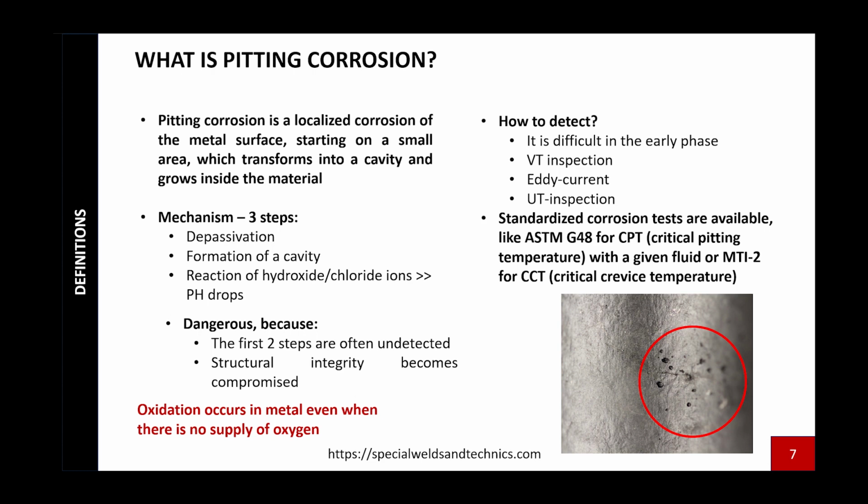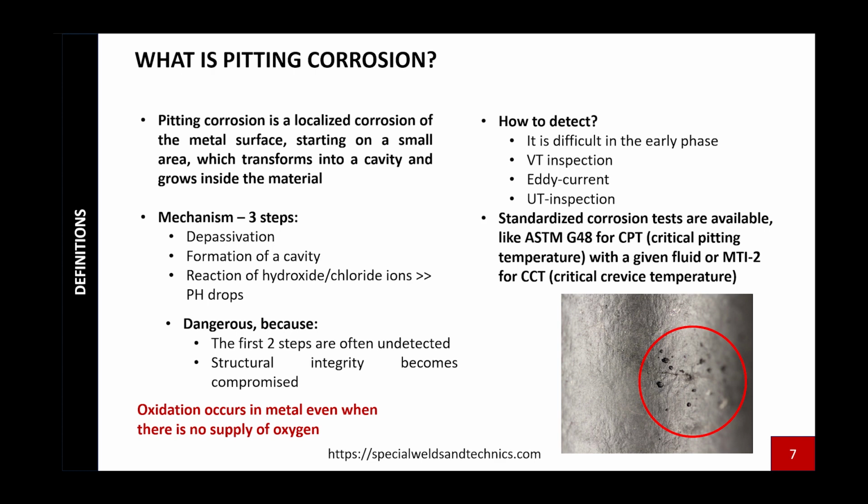We need a small area where the protective layer is somehow damaged. Step 2, formation of a cavity at this depassivated area. And step 3, we're going to have an anodic and cathodic reaction, and this is going to attack the passivation layer, and the passivation layer gets entirely dissolved. As a result, we're going to have a low pH value, and this pH value is like an acid, and it's going to completely destroy the surrounding area.